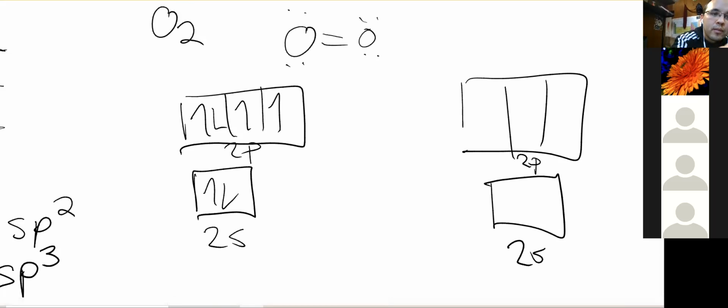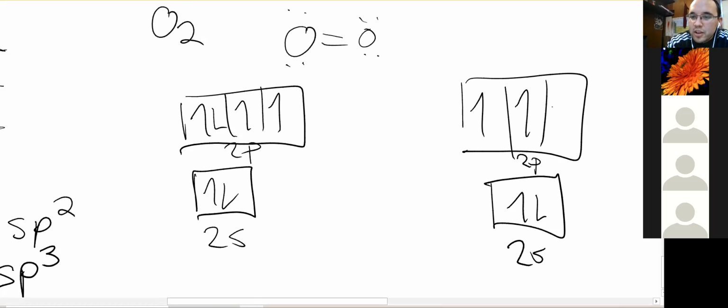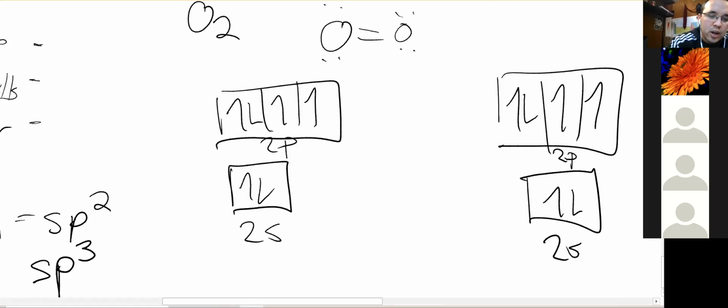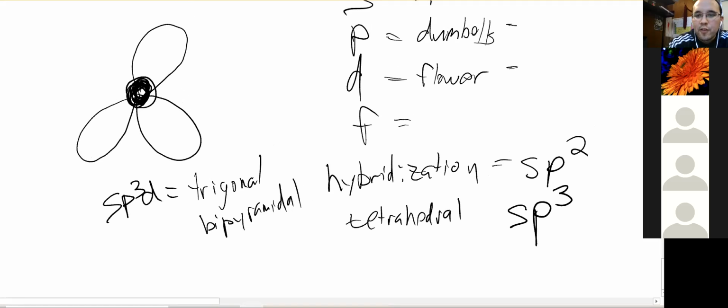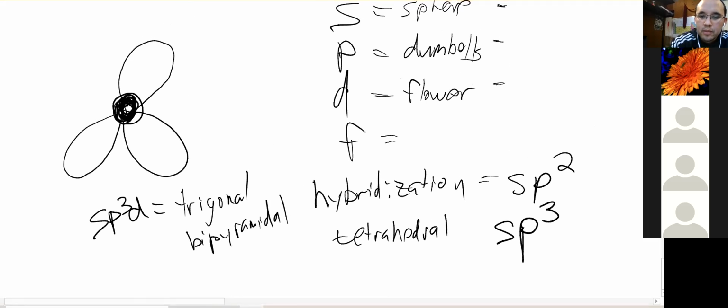What would octahedral's hybridization be? Well, that's a good question. So how many electron groups do we need for an octahedral? SP3D2, right? Because we need 6 of them. And so SP3D2 would always lead us to an octahedral.